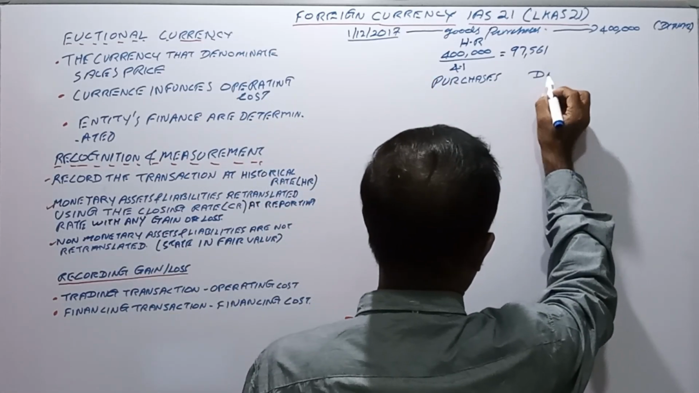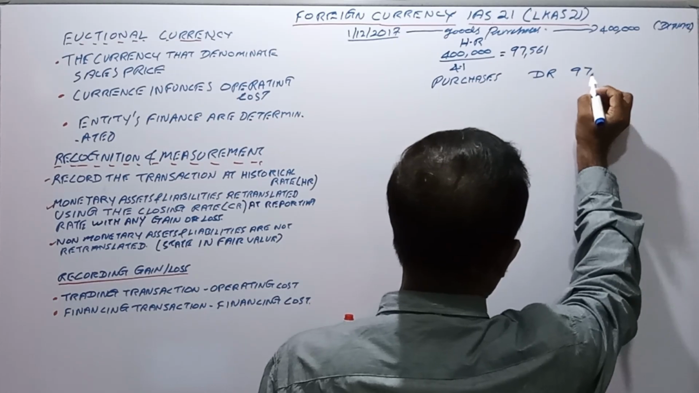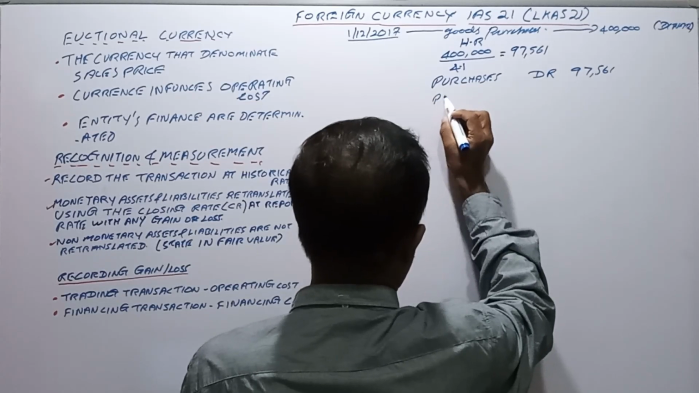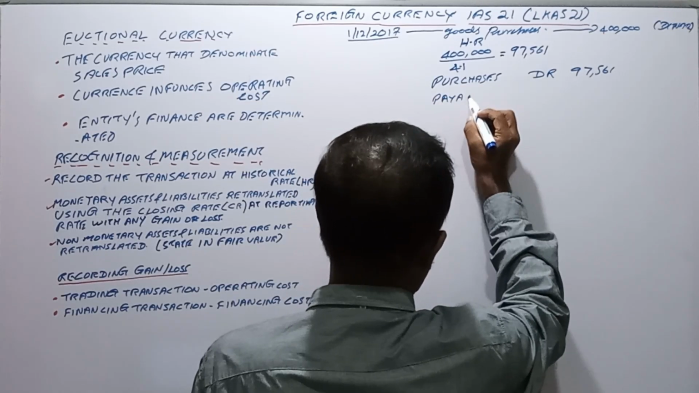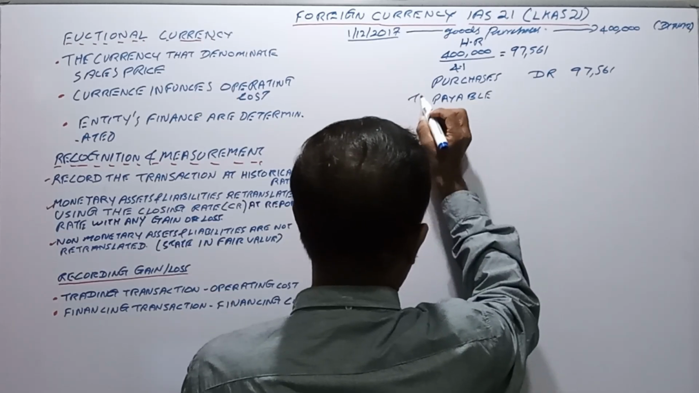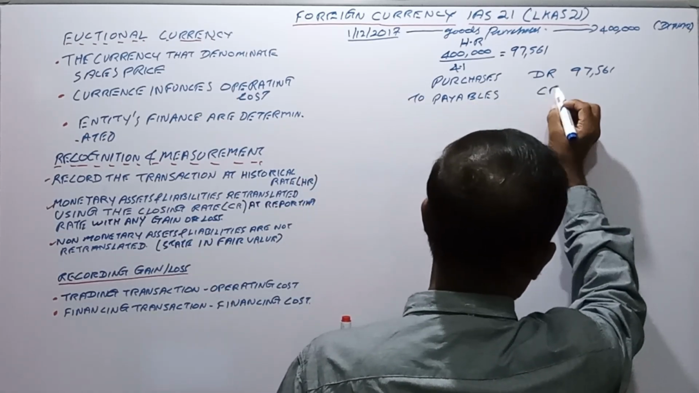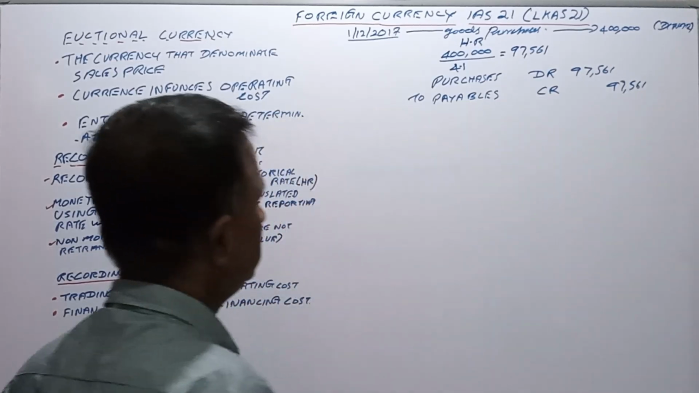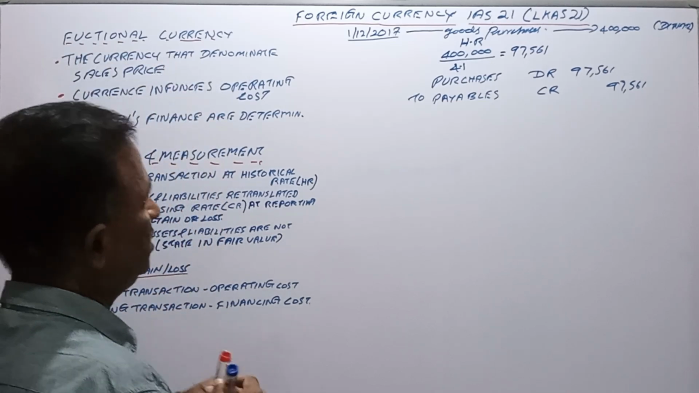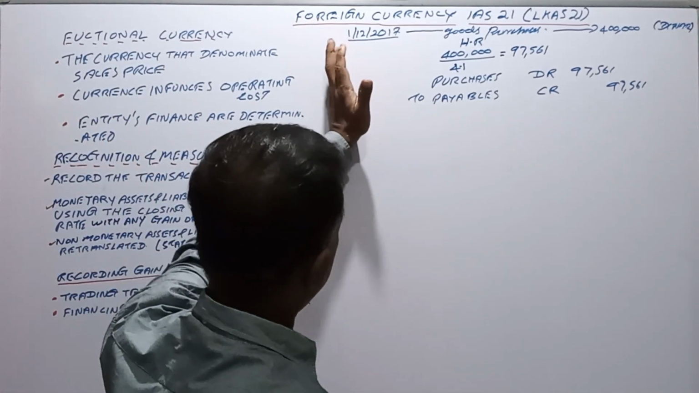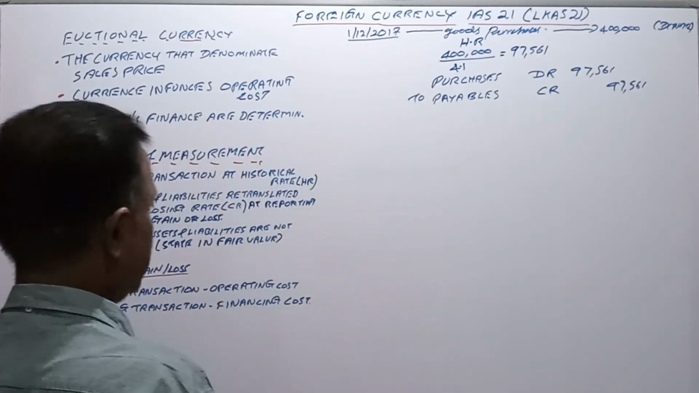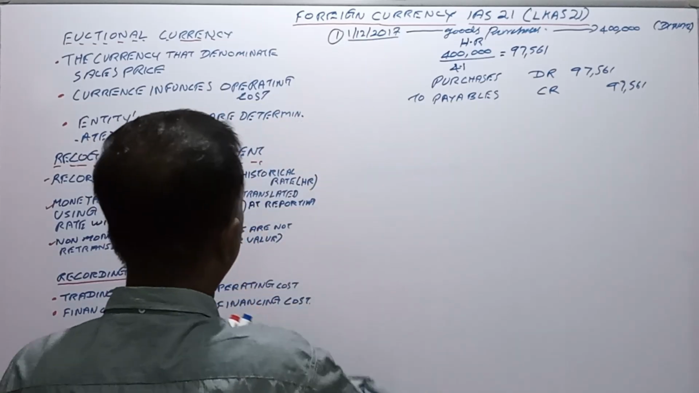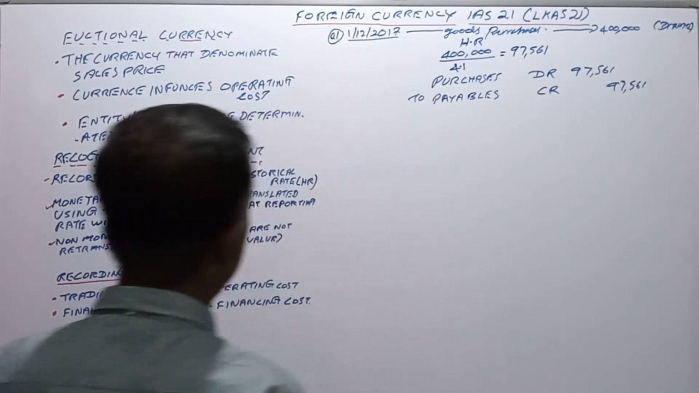Debit purchase account 97,561, right? And payables, credit payables 97,561. This was the initial recording. Once the purchase is made, this is the recording made. This is question number one, right?